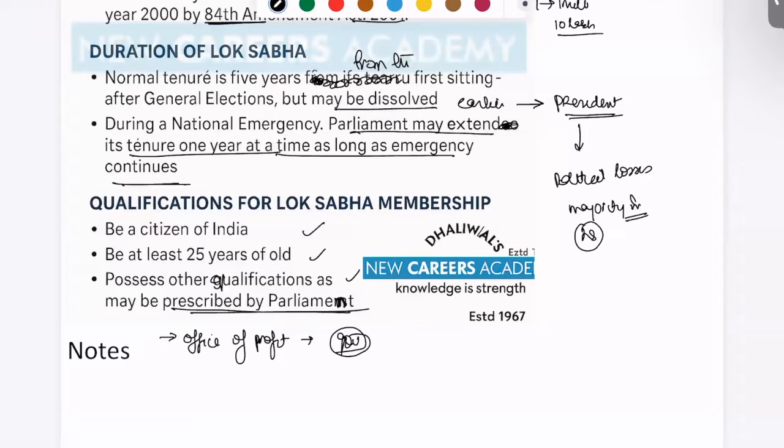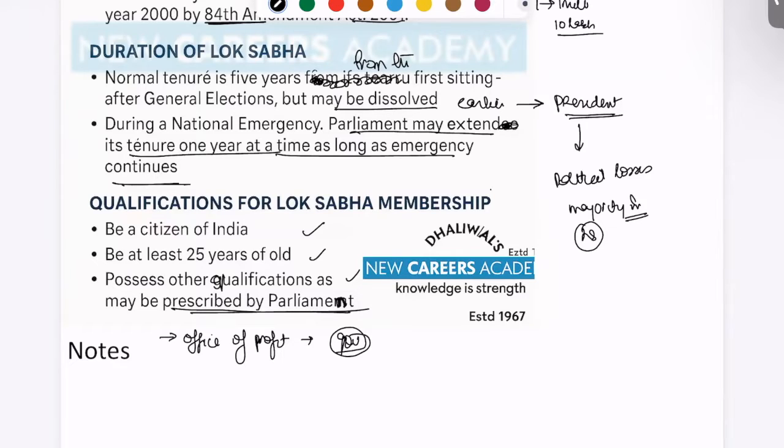If, say for example, tomorrow there is a no confidence motion against a government, the government will not go. The Prime Minister is not going to go to the president and say my government has lost power. So that is on the pleasure of the president, where he can act by himself. It's called the discretionary powers.